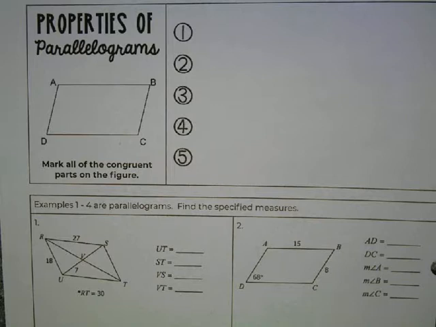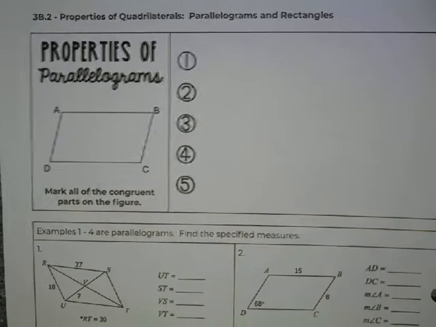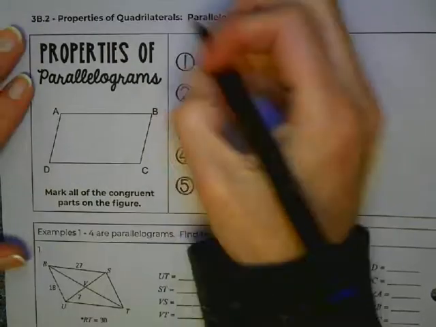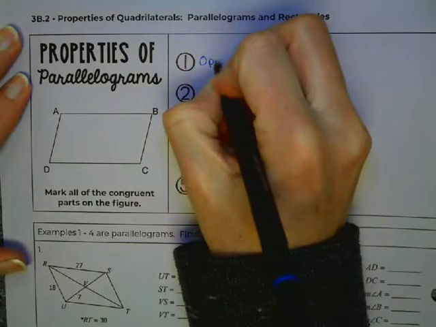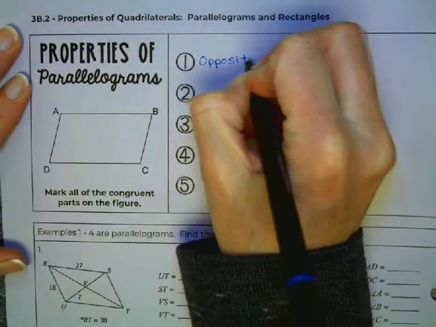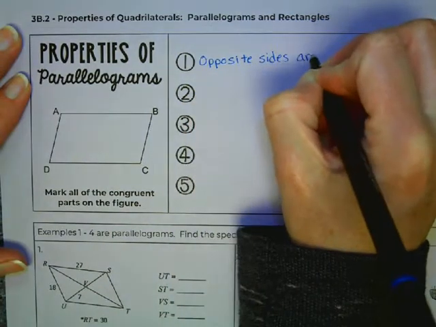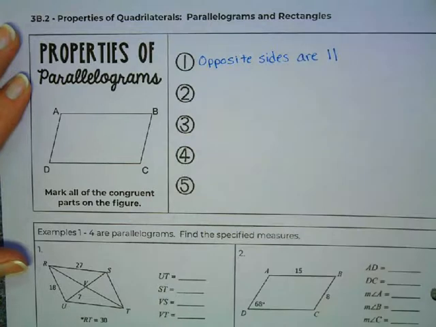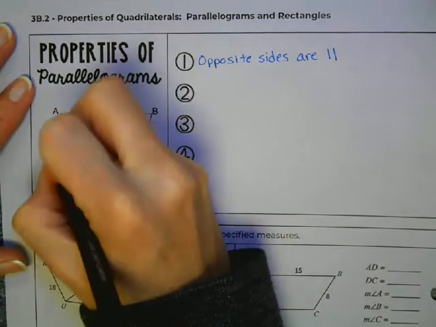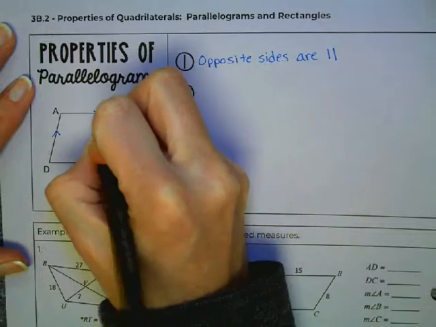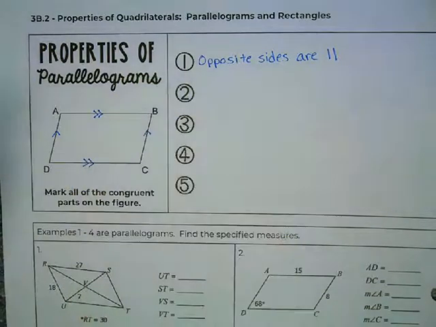Part of day 2 for unit 3B. We are looking at parallelogram properties. So in this picture, we're going to identify opposite sides are parallel. And we mark, that's the symbol for parallel, opposite sides are parallel. So we're going to mark this with AD is parallel to BC with the arrows. AB is parallel to DC with the arrows.